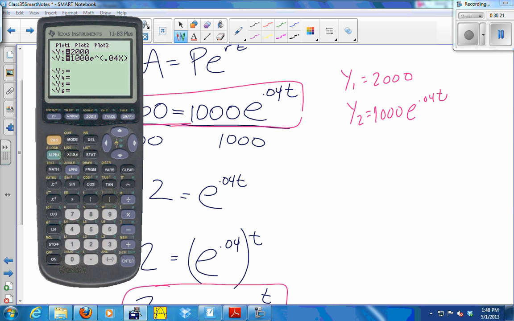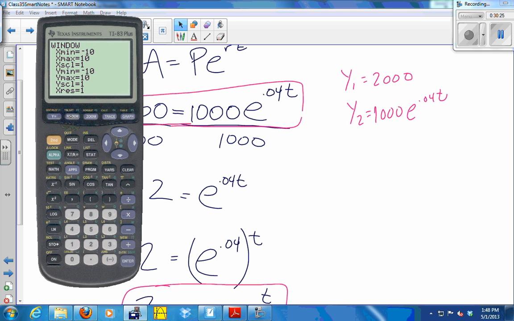So now I have to choose a window that's going to make sure I can see where they intersect. X is representing time, and I know it takes longer than 10 years, so maybe I'll go 0 to 20. And then Y is the amount of money in the bank account, so I can start at 0. Or maybe I'll start at 1,000, because that's how much money I started with, right? And I need to make sure I can see $2,000, because that's the amount I'm interested in. So maybe I'll go to 3,000, you know, a little bit higher.